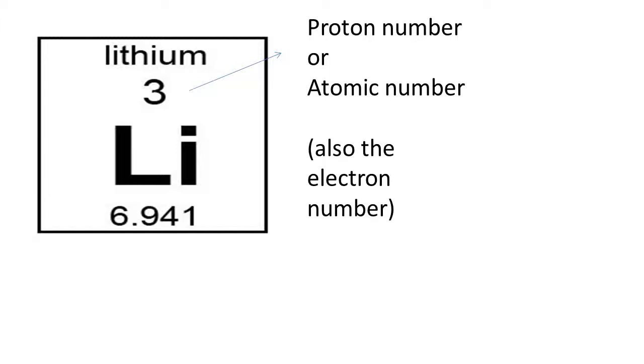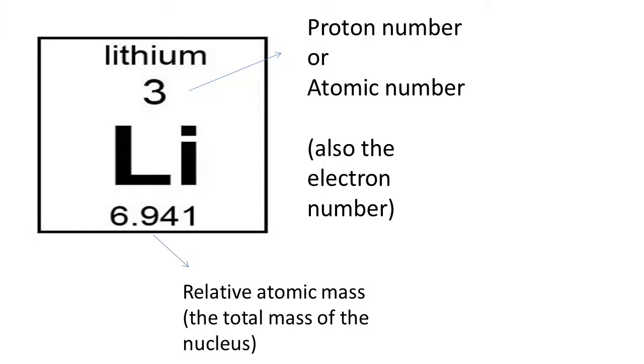Right, we've got this other number down here, 6.941. Don't worry about all those decimal places. It rounds up to 7, and we'll go into why there are decimal places in another video. This is called your relative atomic mass. It's the complete mass of the nucleus. It's how much the total nucleus weighs. Now, hang on, what have I just told you? There are 3 protons in the nucleus, and now I'm telling you the whole nucleus weighs 7.